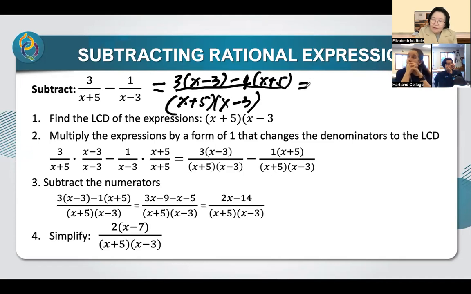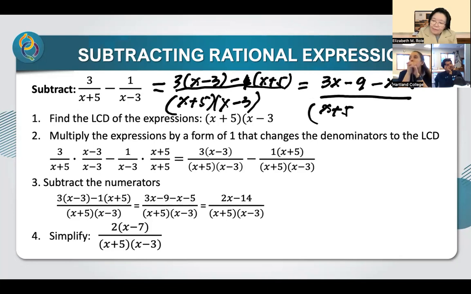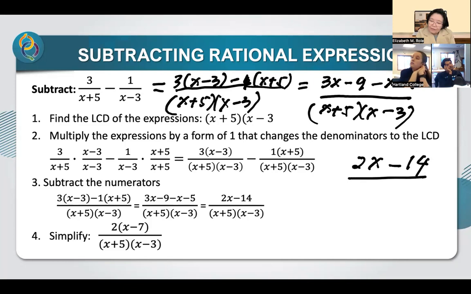Therefore, you now have 3x minus 9 minus x minus 5. I'm multiplying minus 1 times x, minus 1 times 5 is minus 5, over x plus 5 times x minus 3. 3x minus x is 2x, minus 14, over x plus 5 times x minus 3.